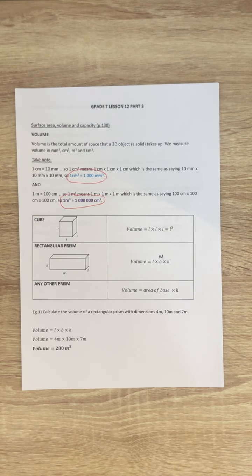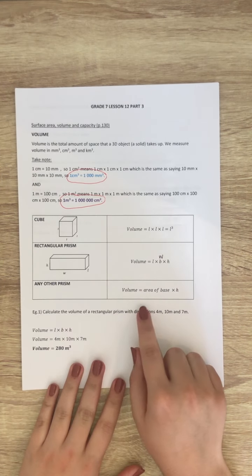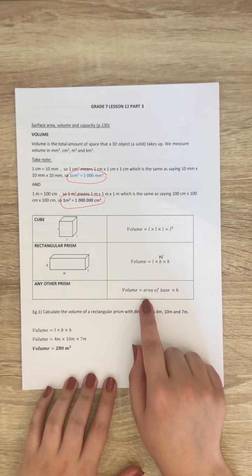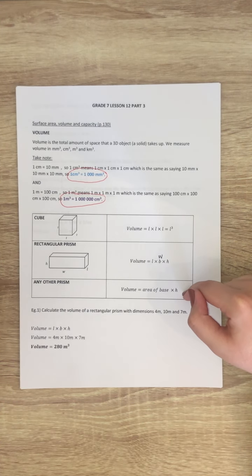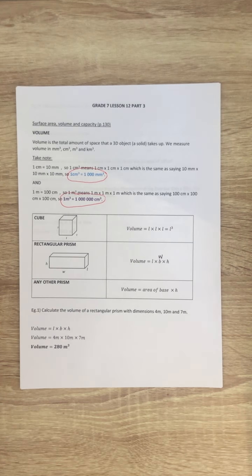Then any other prism, so for example, a triangular prism or a pentagonal prism, hexagonal, anyone. To work out the volume of these prisms, it's always the area of the base or the end face, I should have rather said end faces, times height. Okay, so if it was a triangular prism, you'd work out the area of one of the triangles and you'd multiply it by height. So this is to work out the volume. So let's apply these in examples.